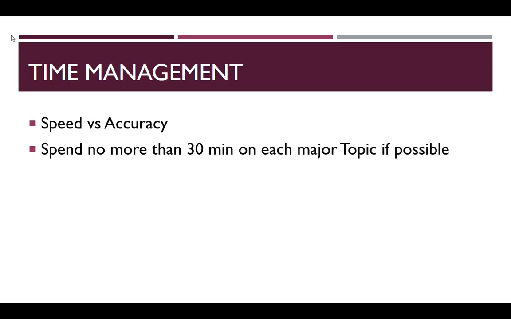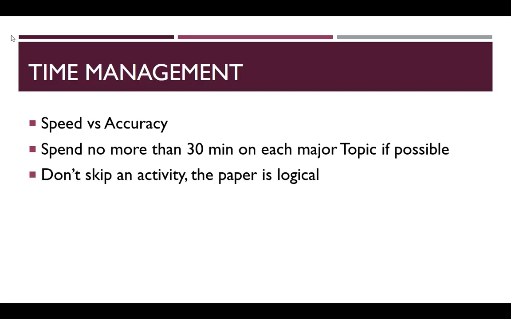If you are a slow person when it comes to certain topics, make sure that on topics you are confident with, you are fast, but take your time on topics that you are not really comfortable with. The other thing is that don't skip an activity. This paper is logical. Usually you find that you get stuck on one activity and you're forced to say, let me just go and do this other activity, and you lose track of the thing that you're supposed to do.